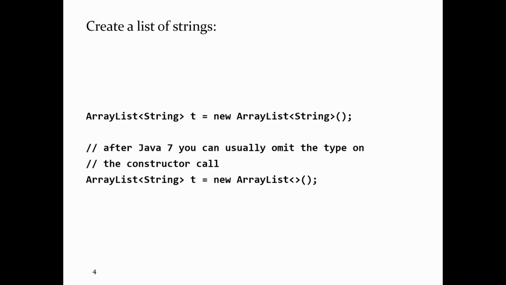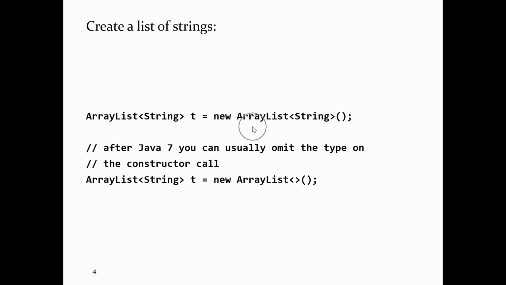On the left-hand side, we've got a variable t. What's the type of t? It's big A ArrayList, angled brackets, and then inside the angle brackets, that's the element type you want your list to hold. So I want a list of string, so I make an ArrayList of string.